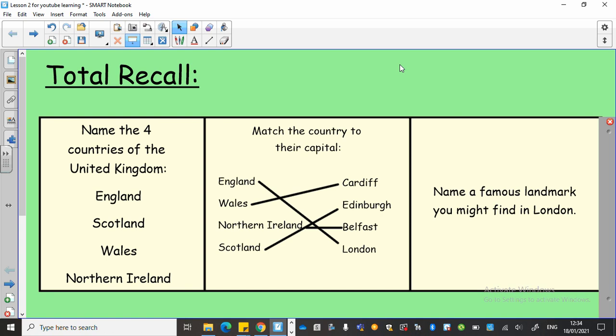So I'm not going to list all of the landmarks in London because we'd probably be here all afternoon. But obvious ones would be Big Ben, St Paul's Cathedral, the London Eye, the Shard, all of those kinds of things. So I'm sure the one that you picked was right. If you're not sure, give it a Google, okay? But well done if you got any of those.